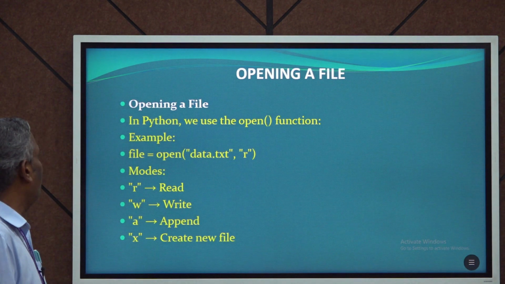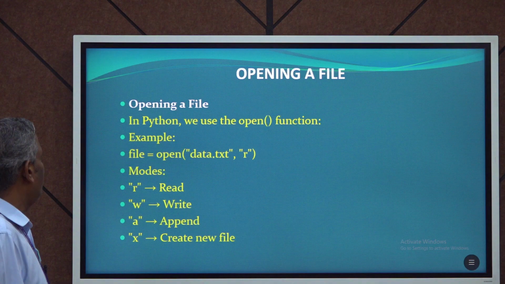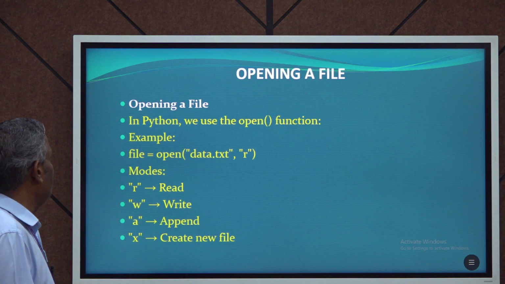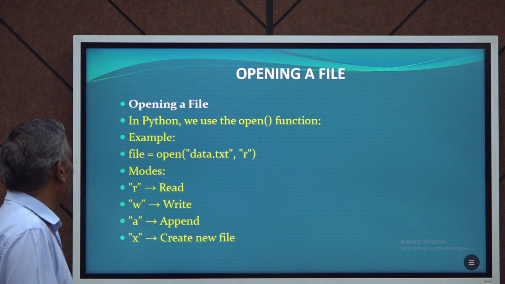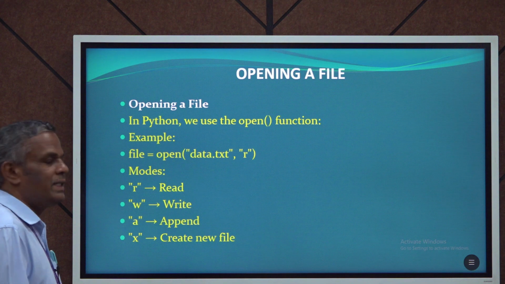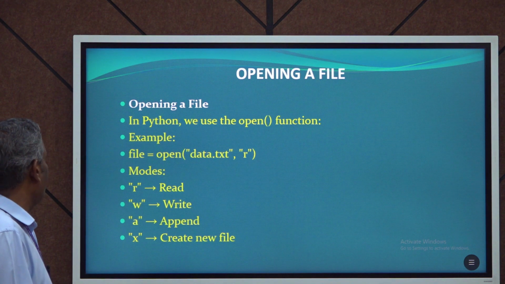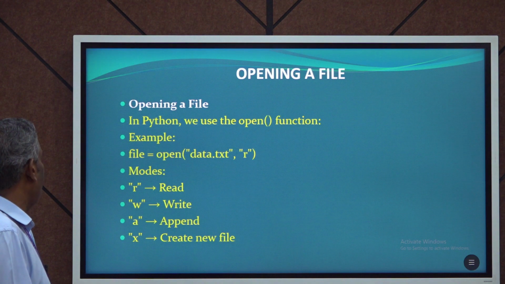Example, opening a file. We use the open function. file = open, the file name is data.txt, mode r. So r means reading the data in the file data.txt. data.txt is a text file. The modes are: r means read, w means write, a means append, x means creating a new file.